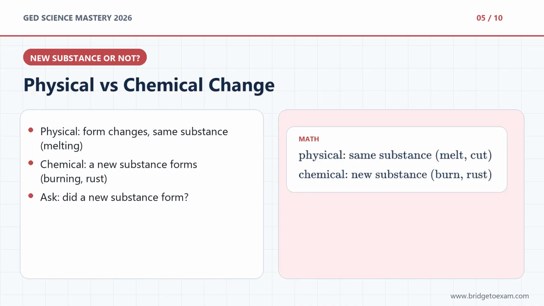One more crucial distinction: physical versus chemical change. In a physical change, the form changes, but the substance stays the same. Melting ice, cutting paper, boiling water. It is still water, still paper, just in a new form. In a chemical change, a brand new substance actually forms, burning wood, iron rusting. You can often spot a chemical change by its signs: a color change, bubbling gas, or a change in temperature. The one question to ask is simple. Did a new substance form? If yes, it is chemical. If no, it is physical.